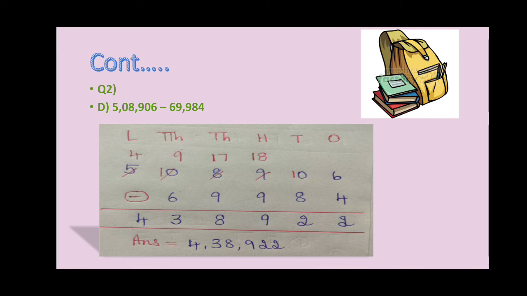Now from this 10 you borrow 1. So then 10 becomes 9. Here in thousands place you have 7. 7 becomes 17. 17 minus 9 is 8. Then 10,000s place 9 you have. 9 minus 6 will get 3, and then 4 as it is, bring down. There is no number to subtract.